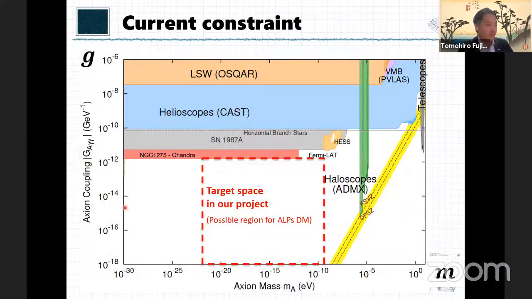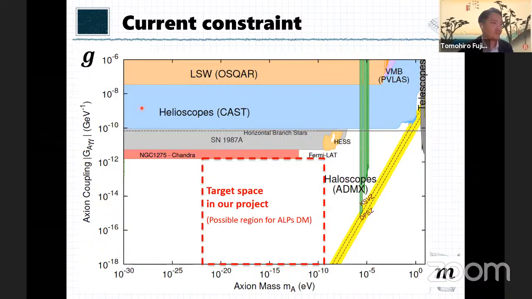And this is an important plot. The x-axis is axion mass, in units of electron volt. So here is 1 electron volt, and here is 10 to the minus 22 electron volt, the lower bound for axion-like dark matter. And the y-axis is the coupling constant between photon and axion, in units of GeV inverse. So this blue shaded region is already excluded by the CAST experiment, which I just explained.